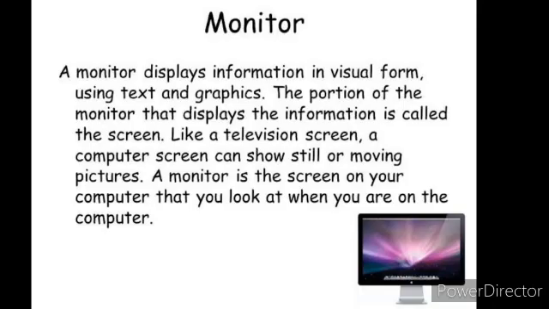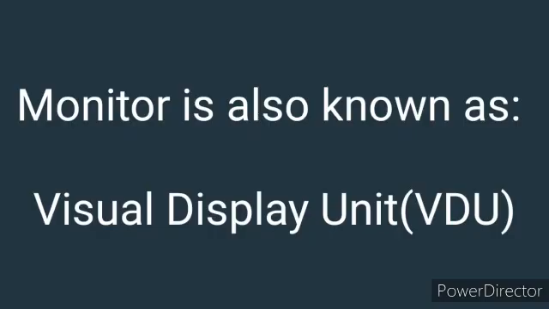A monitor is an output device which displays information in visual form using text and graphics. The portion of the monitor that displays the information is called the screen. Like a television screen, a computer screen can show still or moving pictures. A monitor is the screen on your computer that you look at when you are on the computer. Monitor is also known as Visual Display Unit. Its short form is VDU.